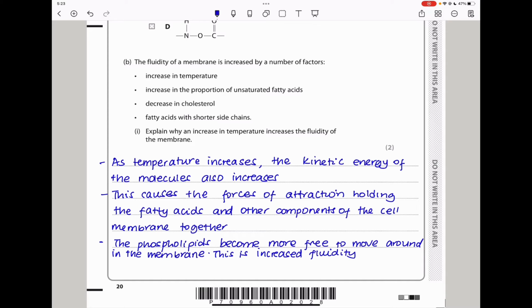Or weakened. They can be broken or they can be weakened. And therefore, the phospholipids become more free to move around in the membrane, and this causes fluidity. I think you can see that.